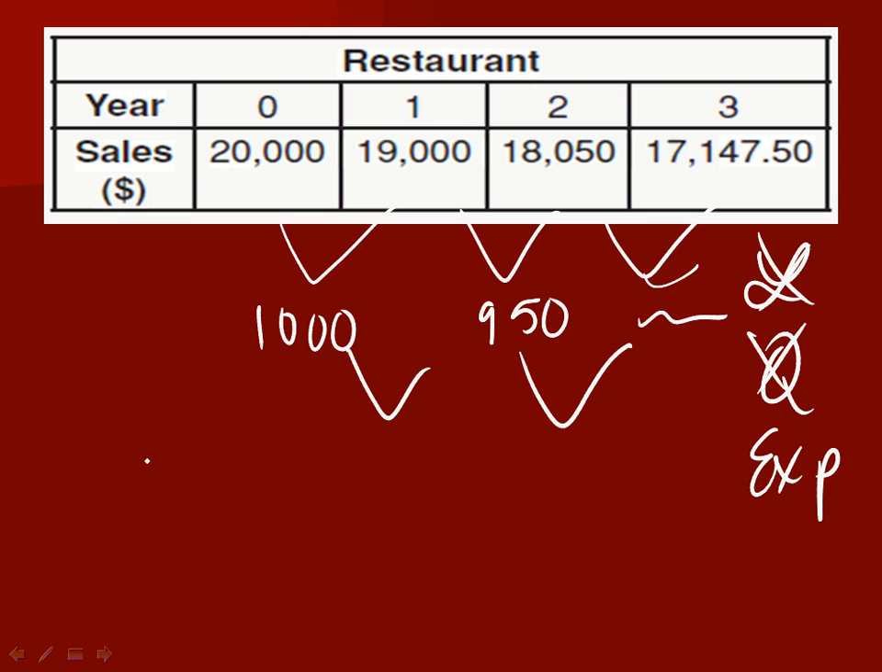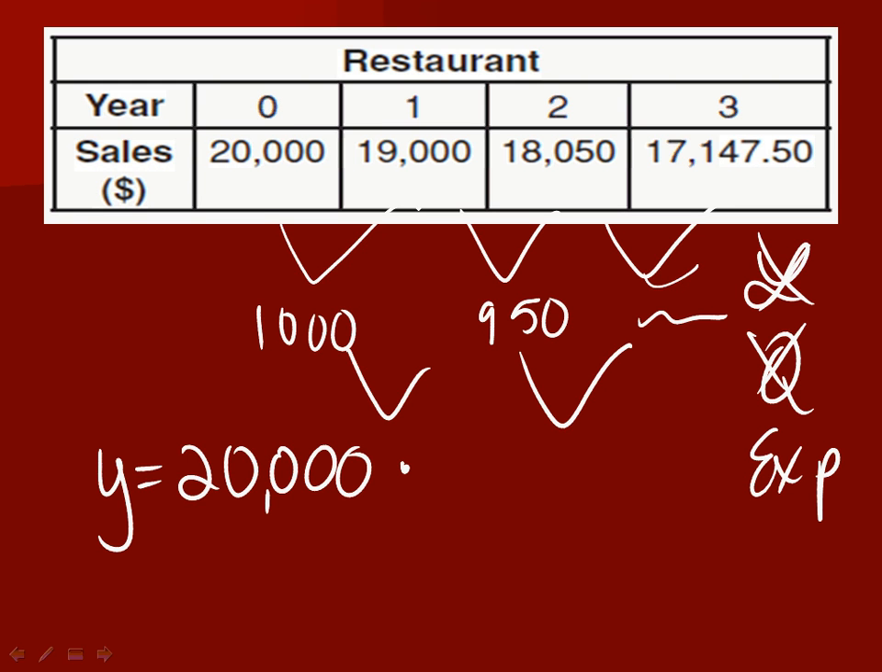I see that it's starting at 20,000. So that is called my y-intercept. Now, do you understand that if you don't know how to set up an equation for exponential, you're going to get these 3 wrong on the test? You have to know the formulas for the exponential and all that.